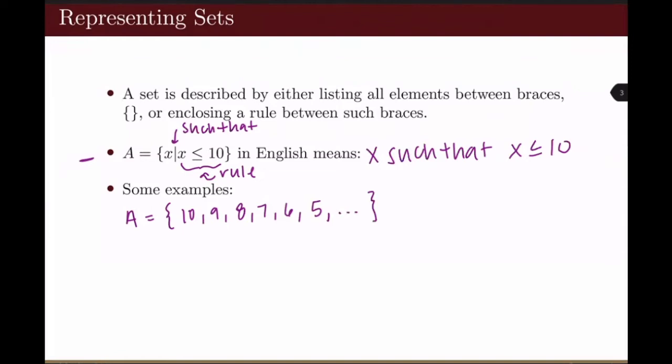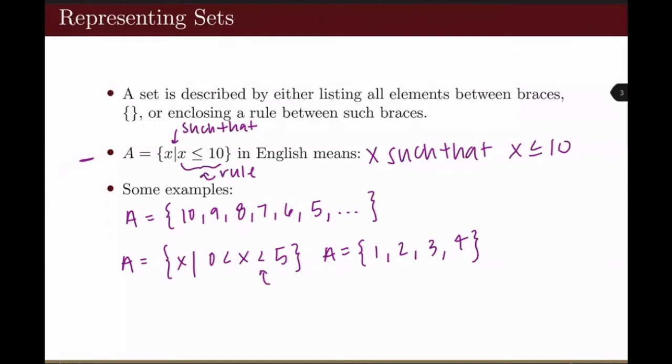Another example of a set could be A equals x such that 0 is less than x is less than 5. This set can also be written by the descriptive method, which would be A equals 1, 2, 3, or 4. And the reason that we don't include 5 is because it's strictly less than and not less than or equal to. So 5 is not an element of A.